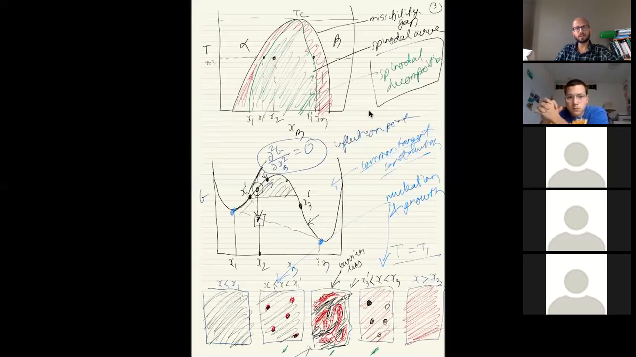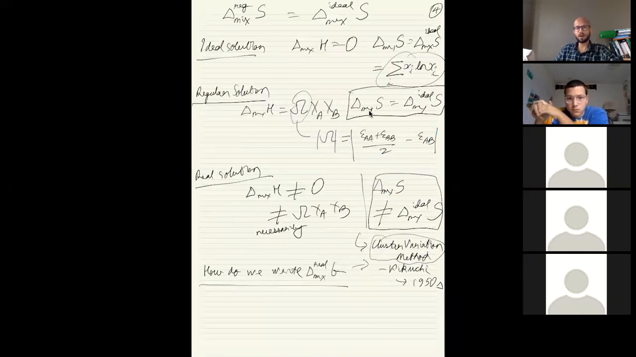A lot of phase diagrams look just like this. If you use a regular solution model and try to capture it, you can capture many of the things in such complicated phase diagrams, even spinodal decomposition. So it is really powerful, even though it's just a deceptively simple theoretical model. But let's talk about real solutions.